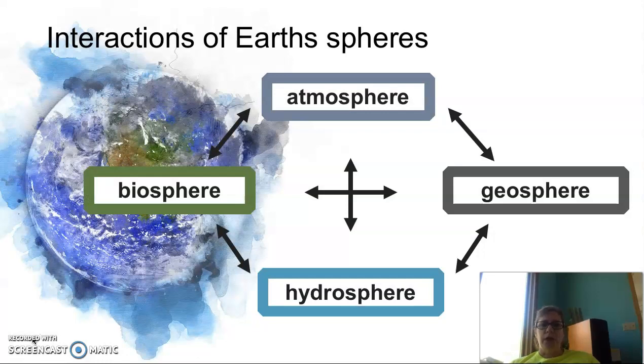I put in here again our diagram of how interactions of the Earth's spheres happen. We talked before about how all of the spheres can have interactions between them. So two spheres could interact together, but they all have some type of interaction with each other.